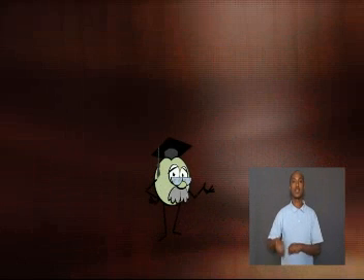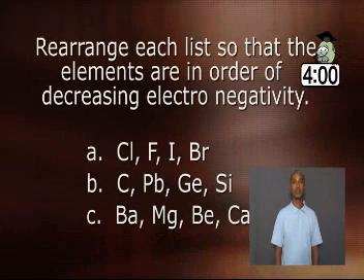Let us try an activity. Teacher, please divide the students into groups of 3 or 4. Students, in a moment, you will see 3 lists of elements. In your groups, please rearrange each list so that the elements are in order of decreasing electronegativity. Students, let's get ready. Begin.